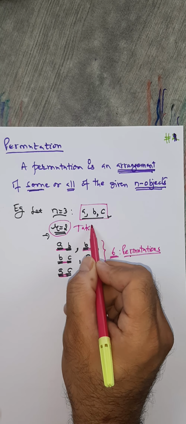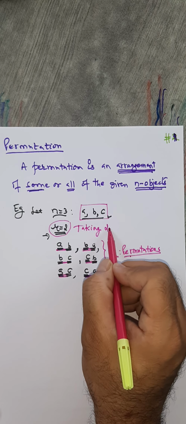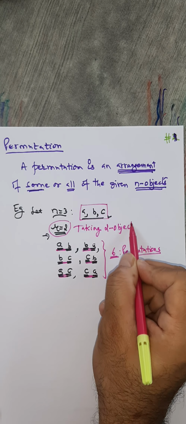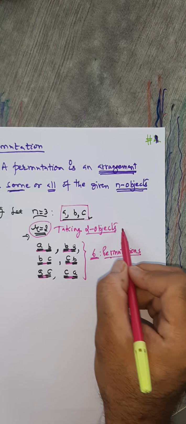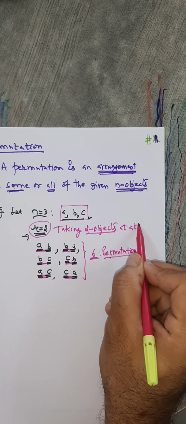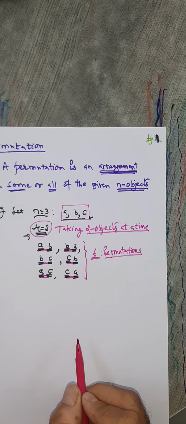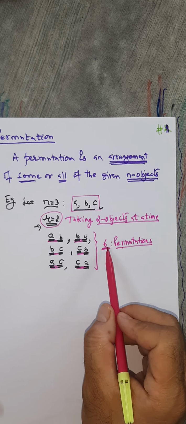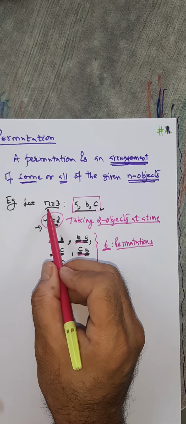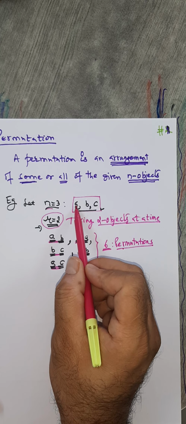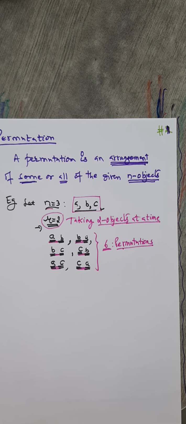Taking how many at a time? Taking r equals to 2 objects at a time. I repeat, what I'm trying to tell you is I've started with how many objects? 3, A, B and C. What's a permutation? It's an arrangement of all the given 3 objects or some of them. Remember here how many objects I've taken at a time? 2, for example. I've just chosen 2.